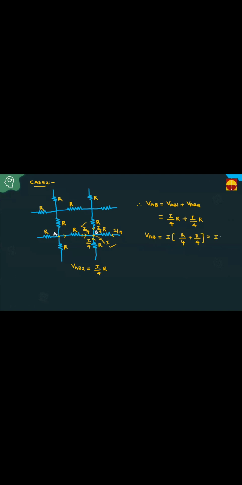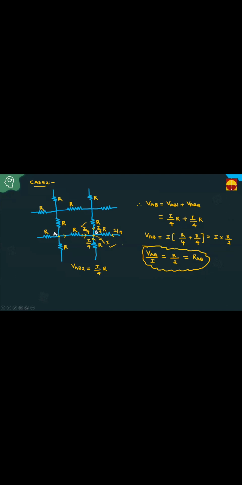This is equal to I into R by 2. Bring this I into the denominator: VAB by I equals R by 2. This is the voltage across the AB terminals divided by the current. This gives the RAB, the equivalent resistance between the A and B terminals.